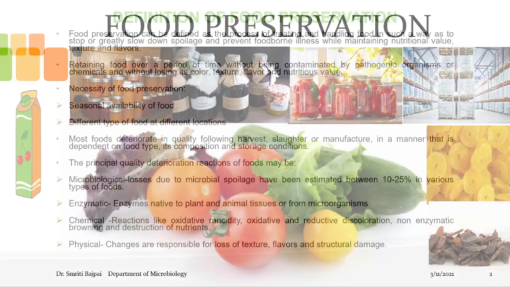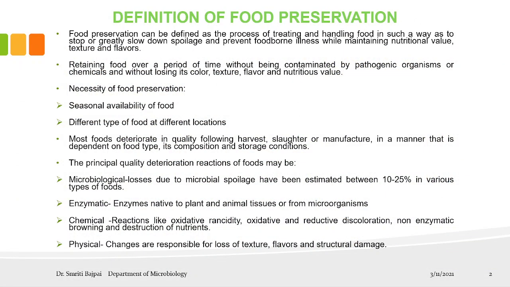Food preservation. Food preservation can be defined as a process of treating and handling food in such a way as to stop or greatly slow down the spoilage and prevent foodborne illness while maintaining nutritional value, texture and flavors. So when we are doing the preservation, we have to keep in mind that we need to maintain all the nutritional value, texture and its flavor. Retaining food over a long period of time without being contaminated by pathogenic organisms or chemicals and without losing its quality. So this is the definition of food preservation.